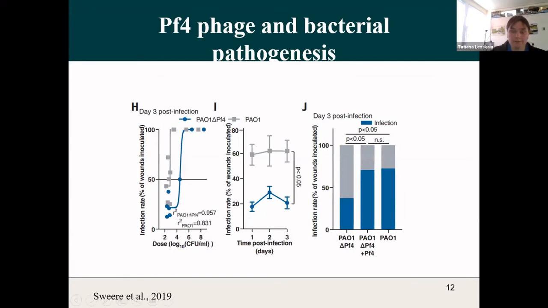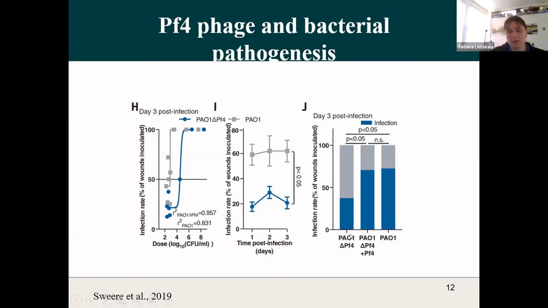In this case, they infected wounded mice with 3 different pathogens. First, Pseudomonas aeruginosa without a prophage, so the prophage was deleted. Then bacteria with the prophage deleted from the genome, but with this phage introduced in the environment. And also the original strain of bacteria that has this prophage in it. And you can see that there is a pretty distinct difference with and without prophage, and it doesn't matter whether it is in the genome or in the environment.